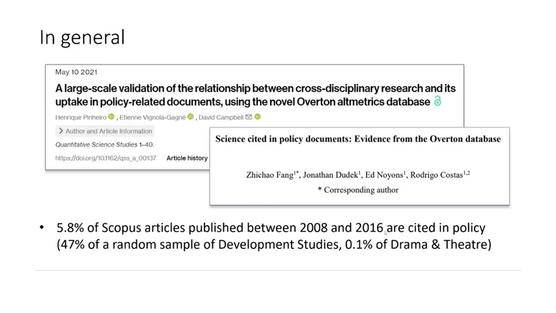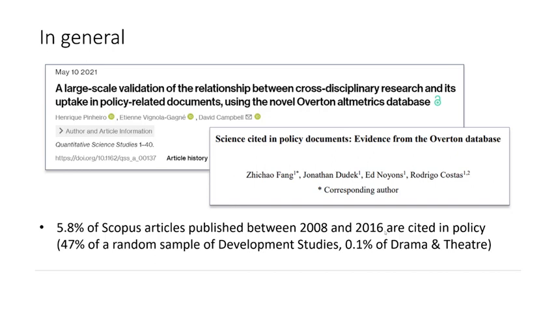The bullet point I've got on this slide is from the Science Metrics study, and they took all of the articles in Scopus, the abstract and indexing database, published between 2008 and 2016. So they've had long enough time to be cited in policy. Then they checked them in Overton to see, do they have at least one policy citation? It came back with about 5.8% of them having at least one citation in policy.